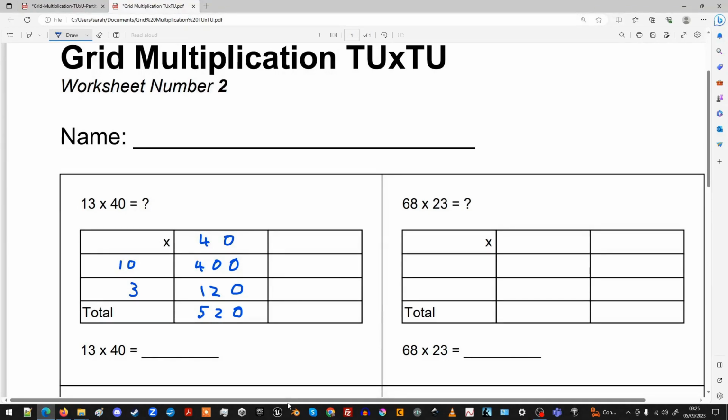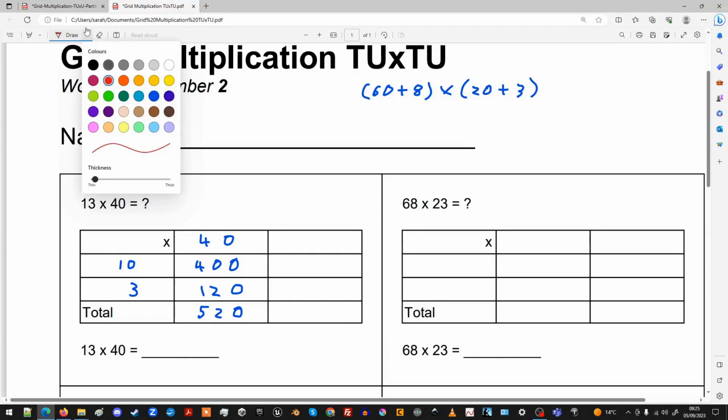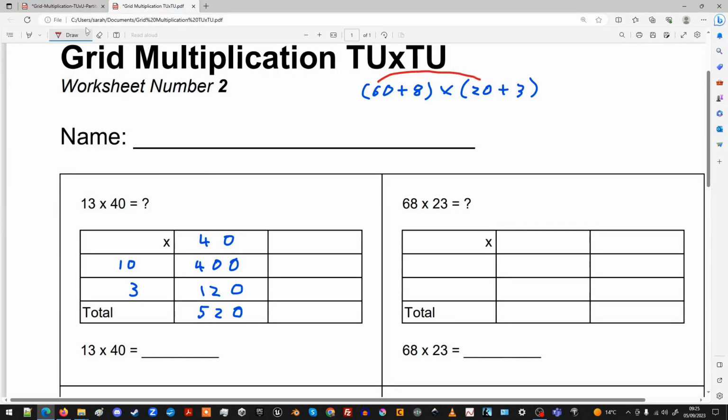And here we've got 68 times 23, but we're going to think 60 plus 8 times 20 plus 3. In fact, I'll even write that up here. 60 plus 8 times 20 plus 3. And we're going to do all of these multiplications here. We're going to do that one, that one, that one, and that one. So we've got 60, and 8, and 20, and 3.